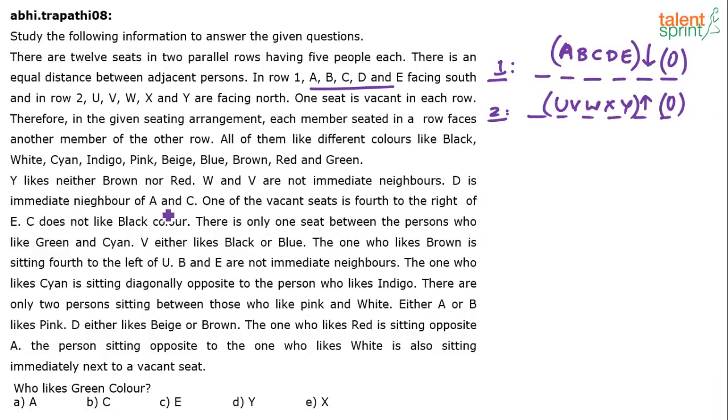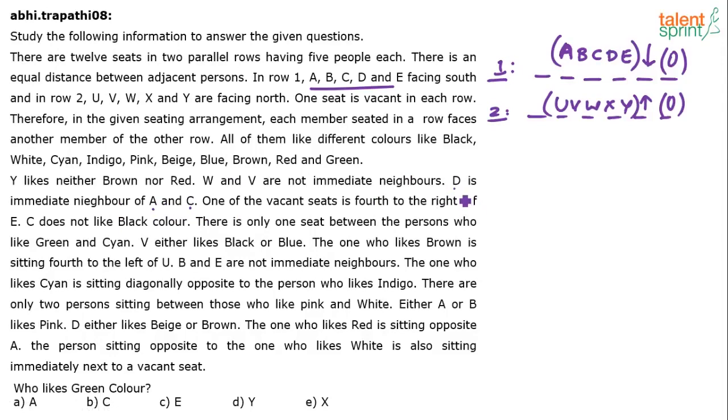D is immediate neighbor of A and C. Now what do you mean by this? See, we know that D, A and C, all three of them will be in the top row, in the first row. All of them will be facing south. Now since D is an immediate neighbor of A and C, it means D will be between A and C.